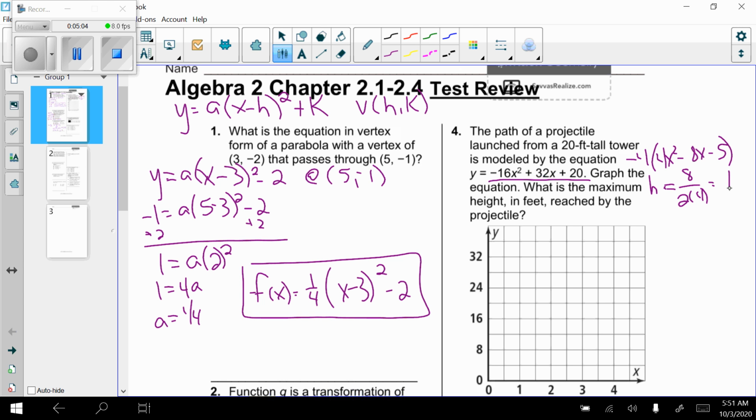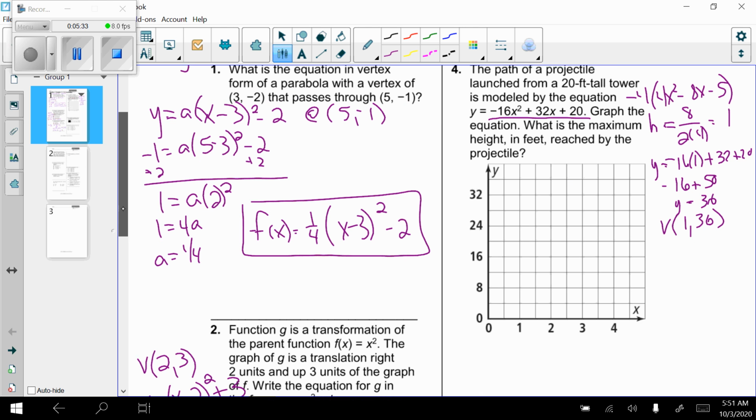So now I'm going to plug that back in. So y equals negative 16 times 1 squared, which is just 1, plus 32 times 1 is just 32, plus 20. So I get, let's see, negative 16 plus 52, which is a y value of 36. So my vertex, I know, is at the point (1, 36).